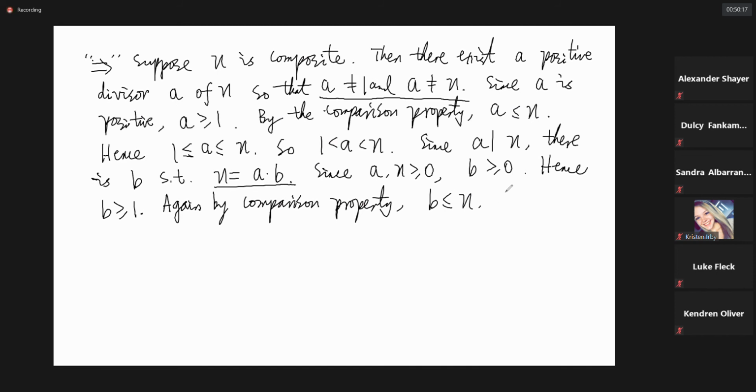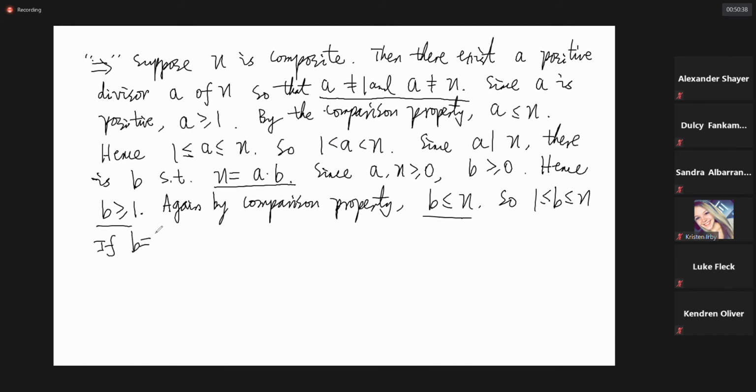So we have b is greater than or equal to 1 and less than or equal to n, okay? b is greater than or equal to 1, b is less than or equal to n, so you get b is between 1 and n. Now we want to show b is strictly between 1 and n.